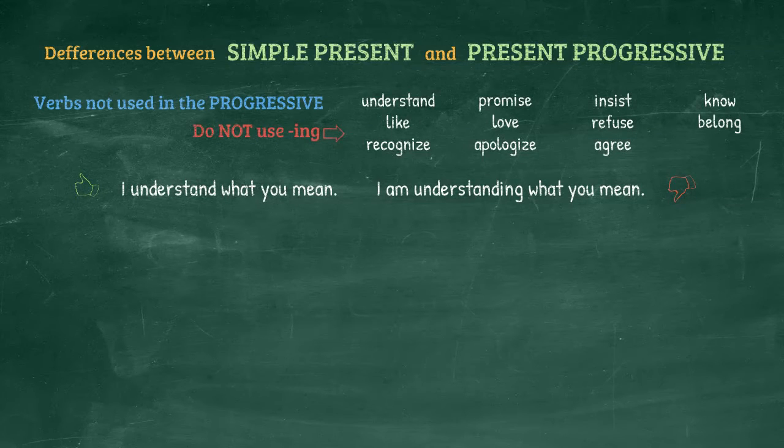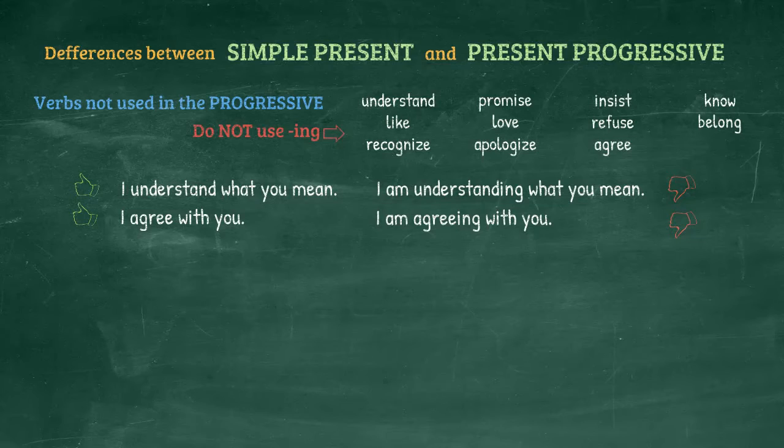Even though we are talking about something that is happening right now, we can still not say understanding. It's always just understand. Or even agree. We cannot say I am agreeing with you. It's I agree with you. And definitely not I'm loving you. It's I love you.